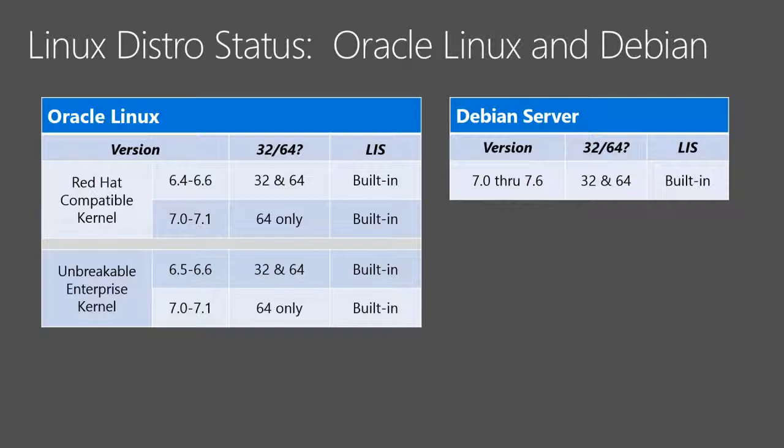On the Red Hat side, you'll get the same thing that you get in the Red Hat equivalent releases. And then we work with Oracle to get the latest LIS into those Unbreakable Enterprise kernel updates. And then Debian through 7.6, 7.7, and of course a couple of weeks ago Debian 8.0 came out. We've not yet had a chance to fully evaluate Debian 8, but we'll get that done shortly here and then have an update on full support in the Debian 8 release.